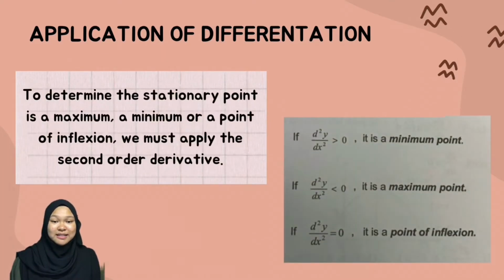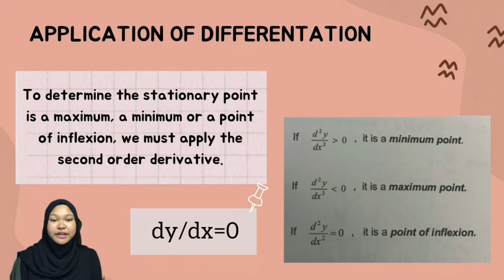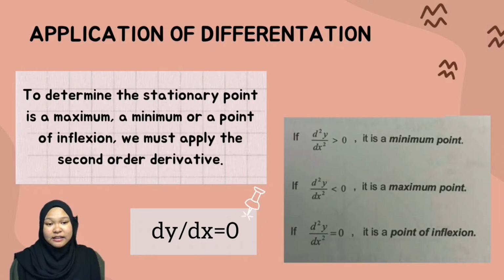So we must understand that a stationary point only occurs when dy per dx equals 0. To determine whether the stationary point is a maximum, minimum, or a point of inflection, we must apply the second order derivative. So for a minimum point, you get a negative gradient, and for a maximum point, you get a positive gradient.